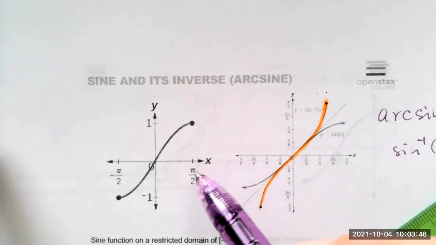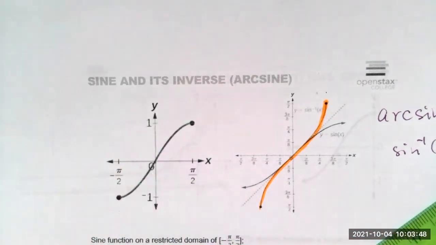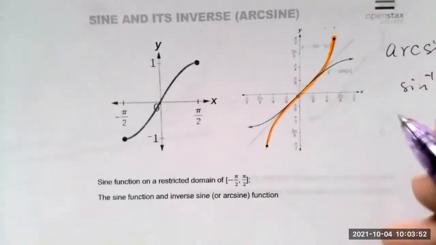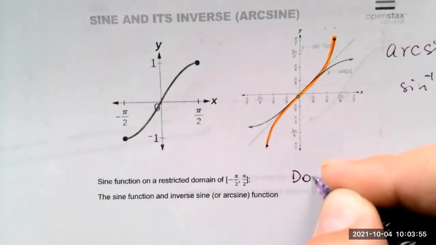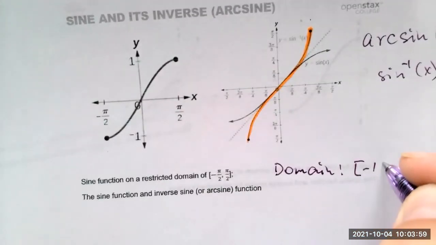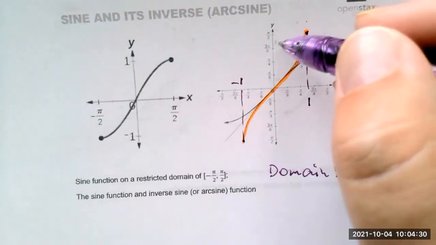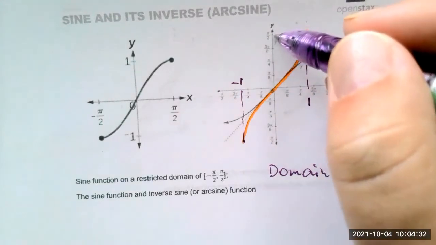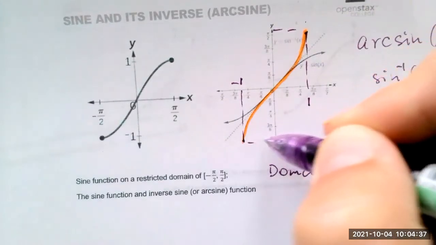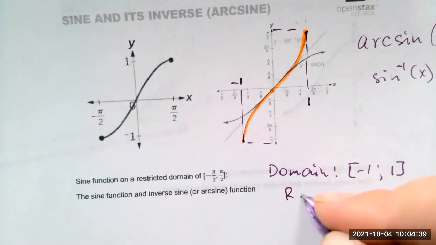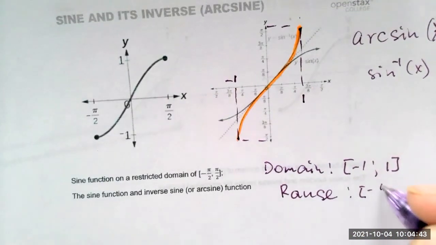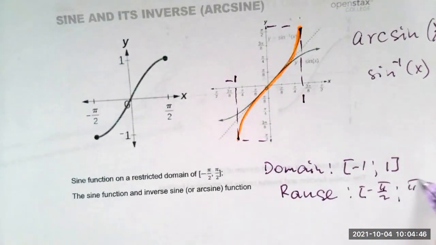Now the x and y flip as well. So now your domain becomes from negative 1 to 1. This is negative pi over 2, positive pi over 2. So that's our range. The range for this function is negative pi over 2 to pi over 2.